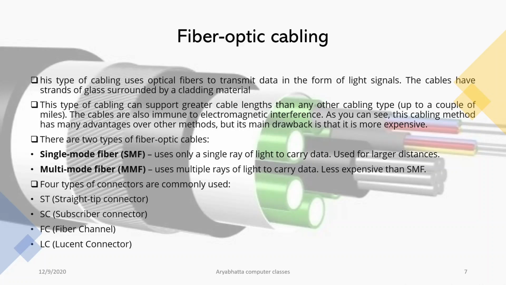Four types of connector are commonly used in fiber optic cabling. First is ST, straight tip connector, SC, subscriber connector, FC, fiber channel, and LC, Lucent connector.